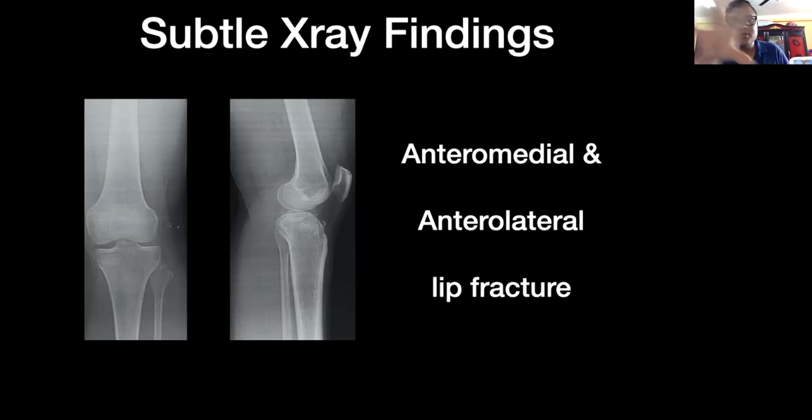Okay, so I have deliberately put this slide over here because there are some subtle signs in X-ray. We all know the signs like the avulsion of the fibular head, the arcuate sign, and the posterior PCL avulsion fracture. But there may be some subtle signs like anteromedial and anterolateral lip fractures. These are also very commonly associated with PCL and PLC injuries. So if on plain X-rays we see these types of fractures, we should be very, very careful that there may be PCL injuries.